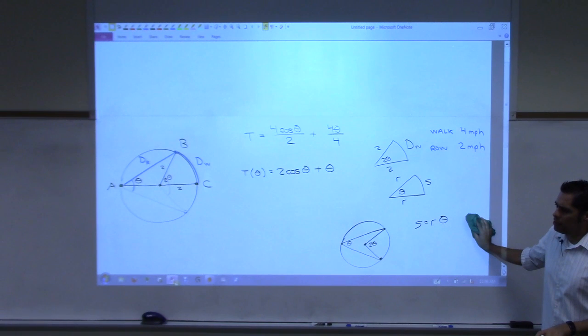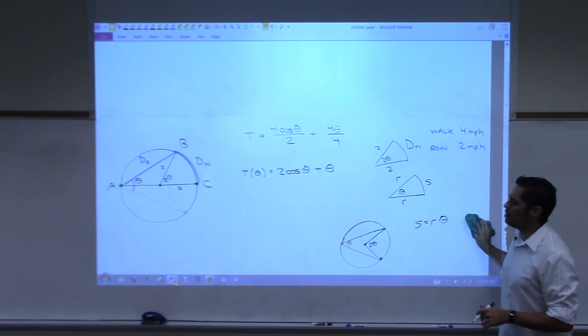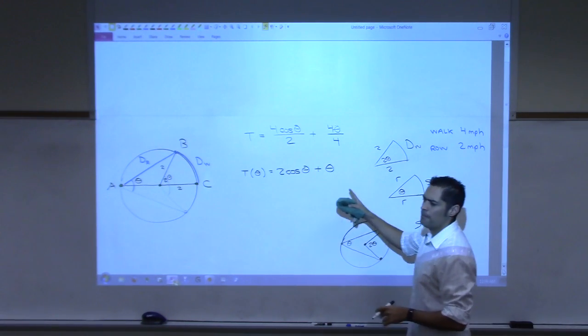Once we have the time function, what's the next step? Not yet. Not constraint. Domain. What's the domain of this function? So what is the restriction on theta?